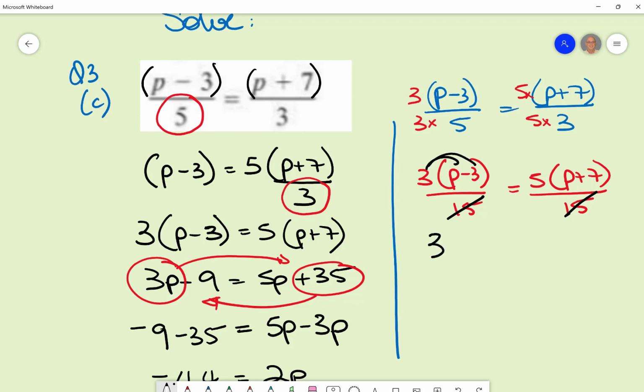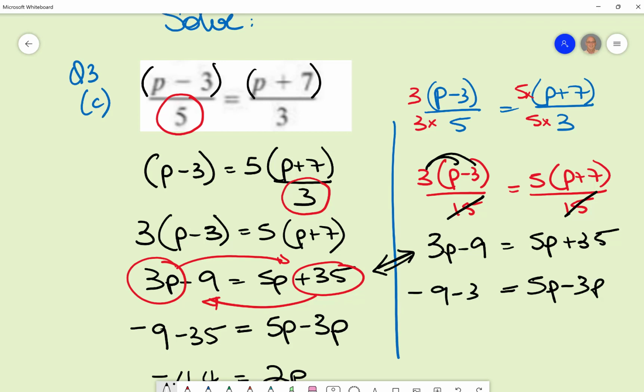Expanding the brackets, you'll see that we end up exactly where we ended up doing it the other way. Boom, these 2 lines here, exactly the same. So we just go to work there now. All right, so 5p minus 3p, negative 9 minus 35, negative 44, 2p, negative 22. Gotcha, done. Either way will work, either way.